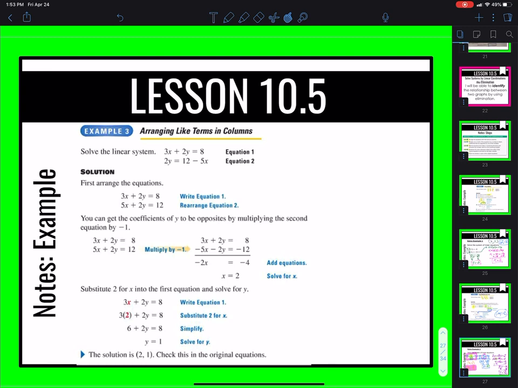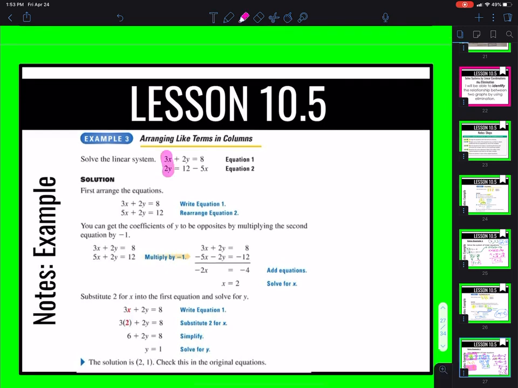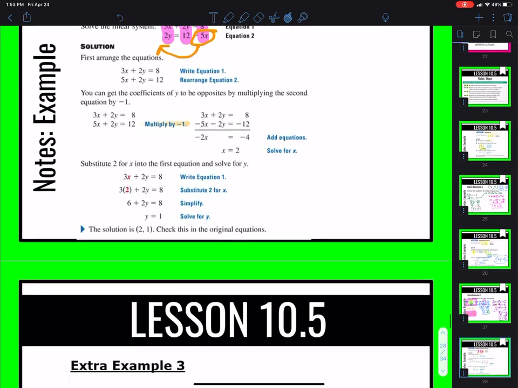In this example, it's just showing you that if you notice that your columns are not aligned, so you'll notice that right here your x's aren't aligned, we need to arrange those. So all you'll do is move things around. What they chose to do here is move this 5x to the other side, and then you solve just like you would on the other examples.